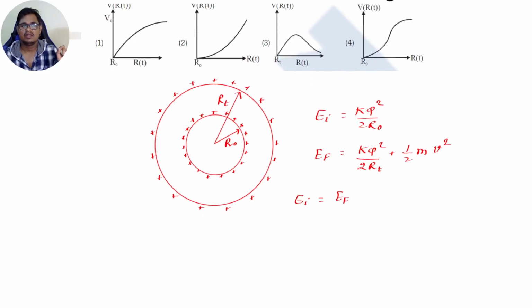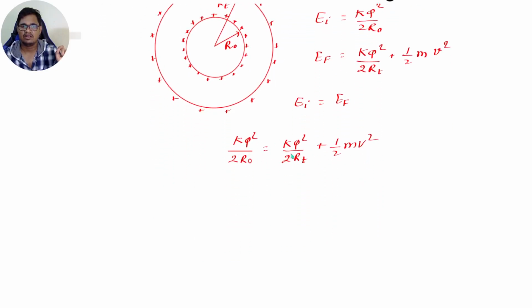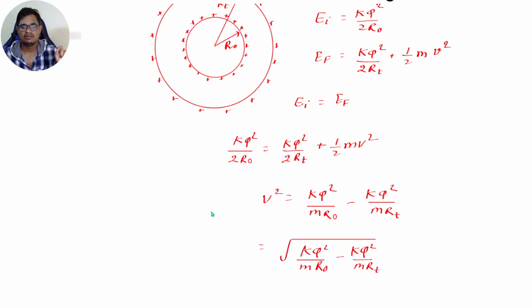Now I will conserve the energy, Ei equals Ef, and after substituting, I get the value here. On rearrangement, we get v squared equals this. So v equals the square root of kq squared by m r0 minus kq squared by m rt. You can see that with time r is increasing, so the subtracted term is decreasing, so overall v is increasing. So with time v keeps on growing.